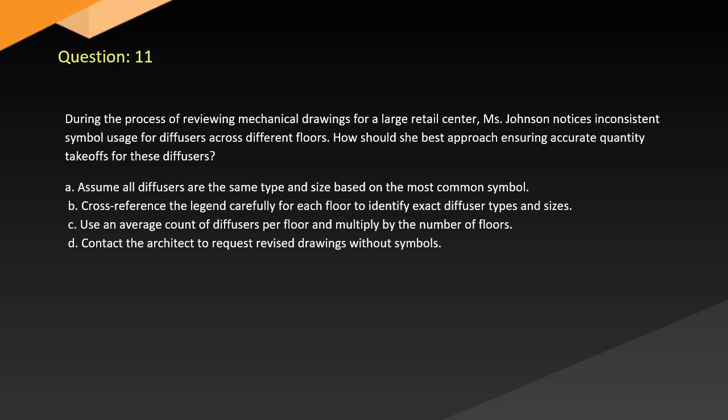A. Assume all diffusers are the same type and size based on the most common symbol. B. Cross-reference the legend carefully for each floor to identify exact diffuser types and sizes. C. Use an average count of diffusers per floor and multiply by the number of floors. D. Contact the architect to request revised drawings without symbols.